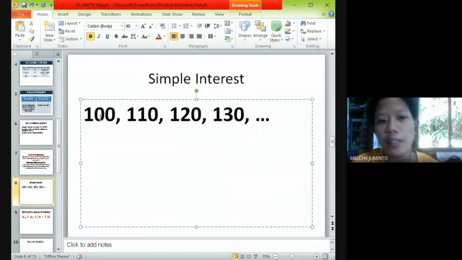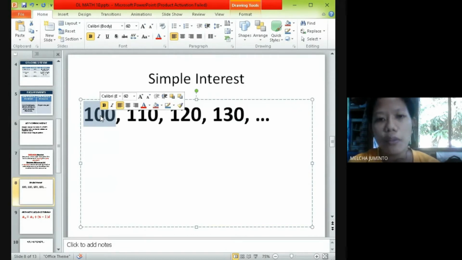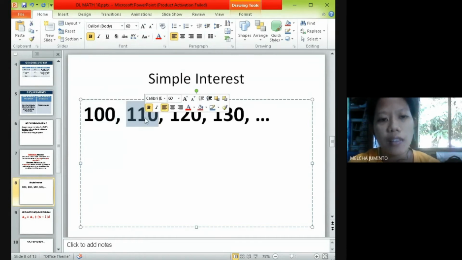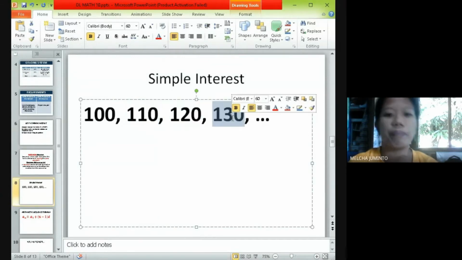Again, ulitin ko yung binigay kong problem. At first, you have 100 pesos. So, small amount lang. Let's say, for example, kung medyo marami kang pera, for example, you have 100,000 pesos. And then the bank where you invested your money promised you that after 1 month, your money will become 110,000 pesos. And then after 2 months, 120,000 and so on.